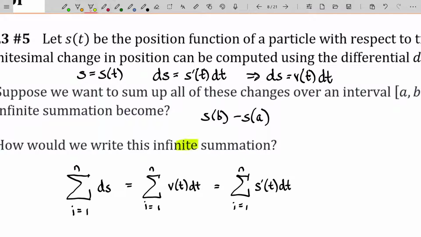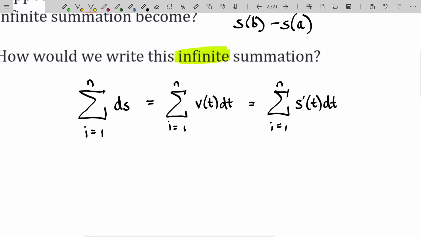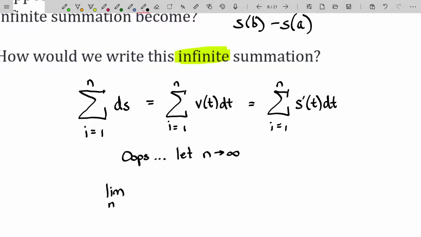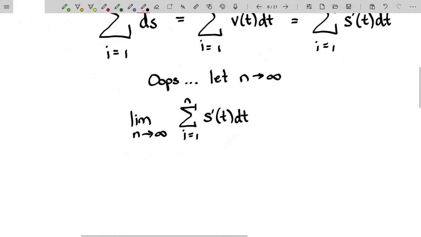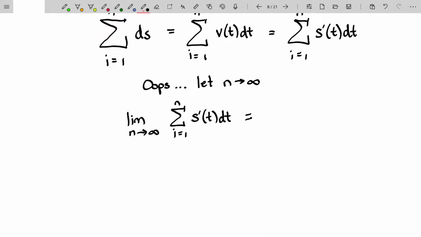But interestingly enough, I said this infinite summation. So I'm not taking n steps, I'm taking an infinite number of steps. So let me adjust that notation slightly. Let n go to infinity. We want an infinite number of steps. So let's take the limit as n goes to infinity of that summation, i equals 1 to n, of s prime of t dt. That is a Riemann sum, and we're taking the limit of that Riemann sum, and we know that we have a notation for it called a definite integral.